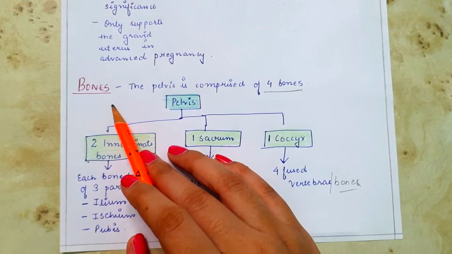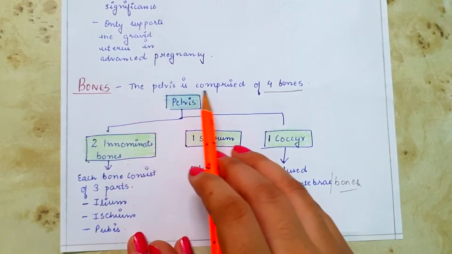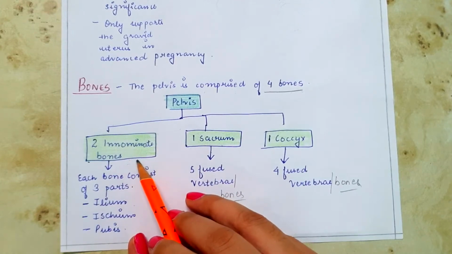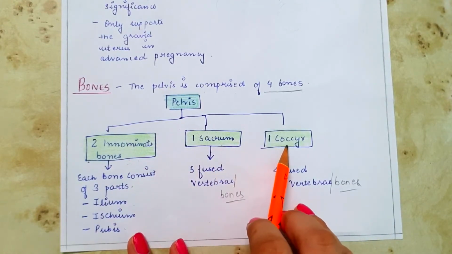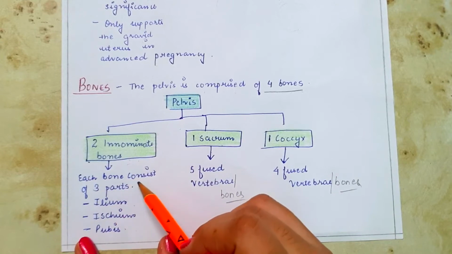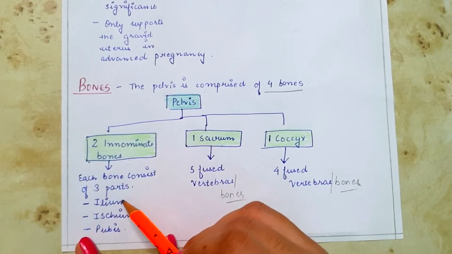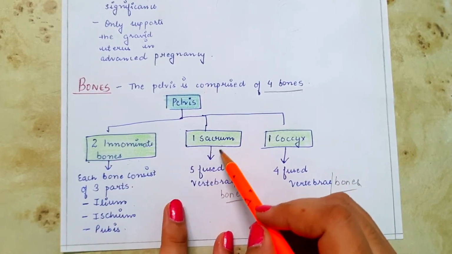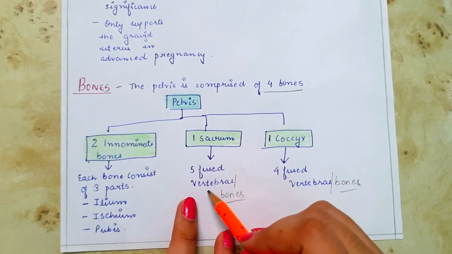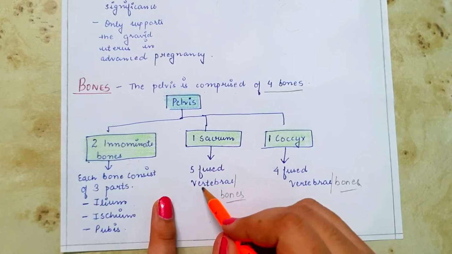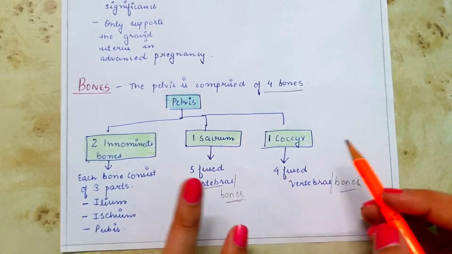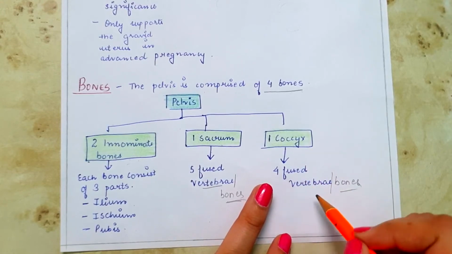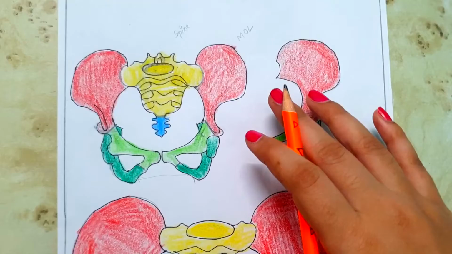Next are the bones of the female pelvis. The pelvis is made up of four bones: two innominate bones, one sacrum and one coccyx. Each innominate bone consists of three parts: ilium, ischium and pubis. The one sacrum is made up of five fused vertebrae or bones. Vertebrae are also known as bones. And one coccyx is made up of four fused vertebrae or bones.